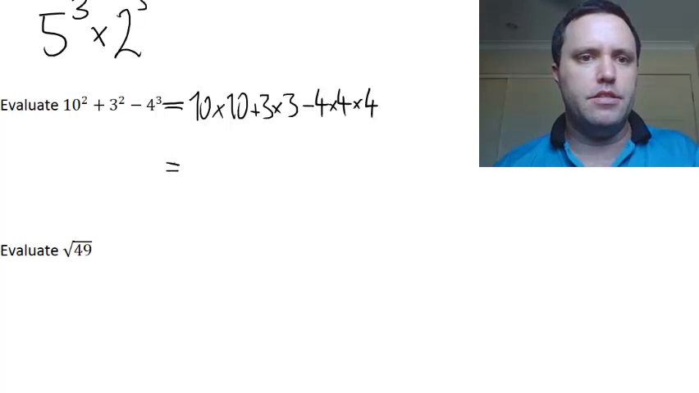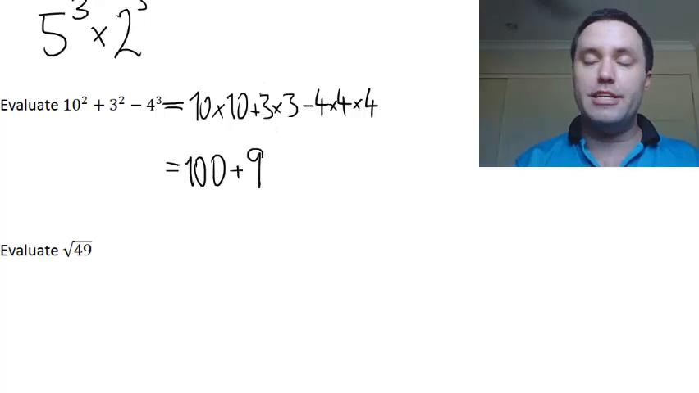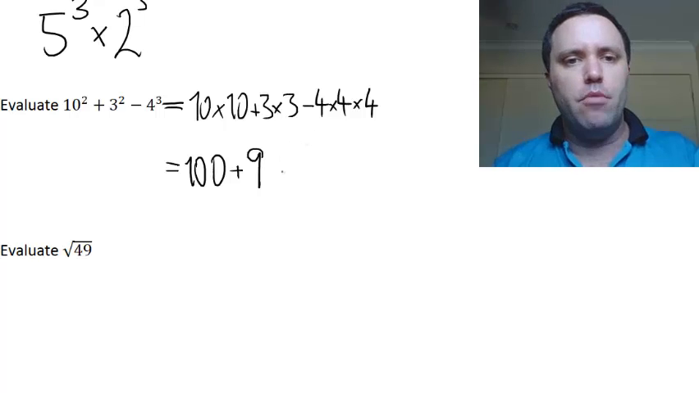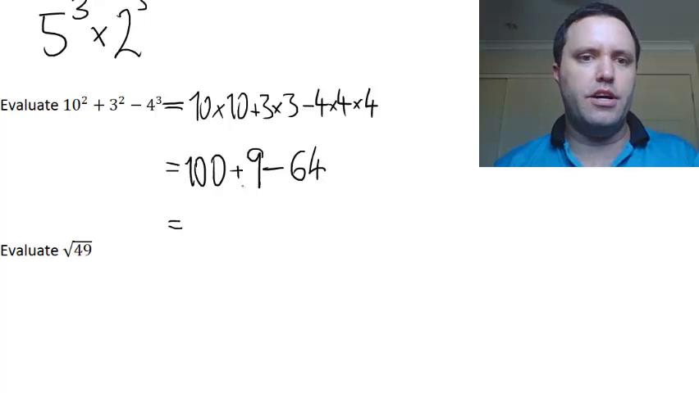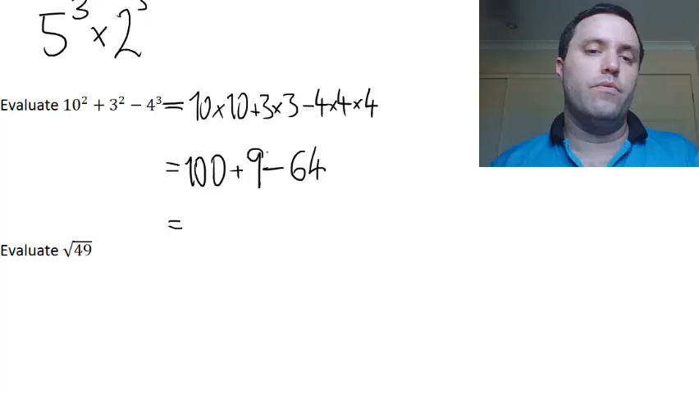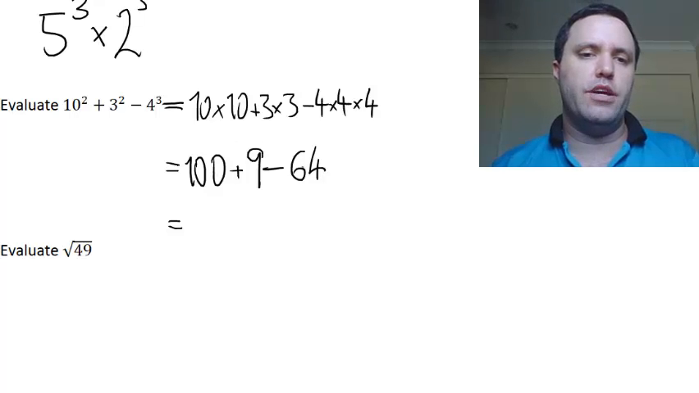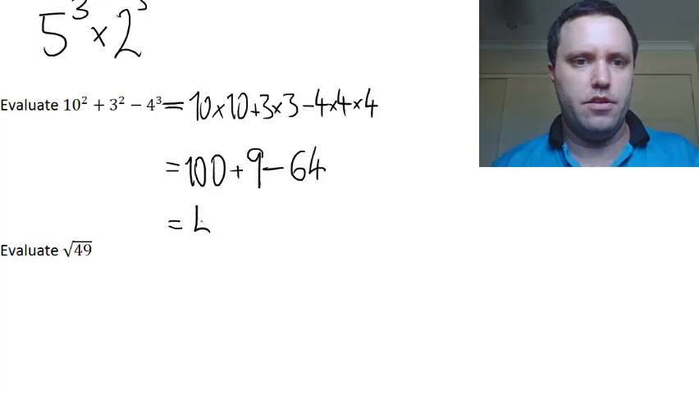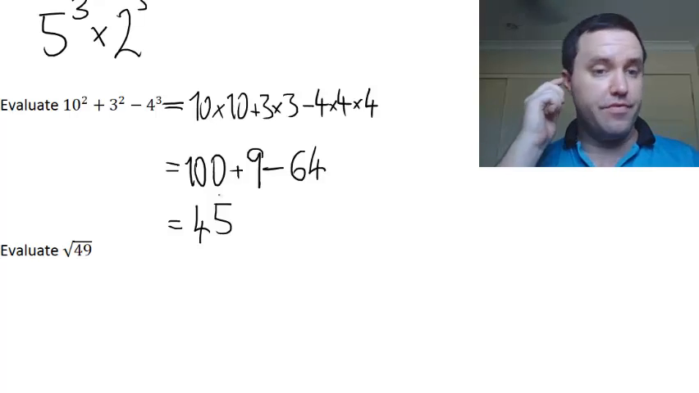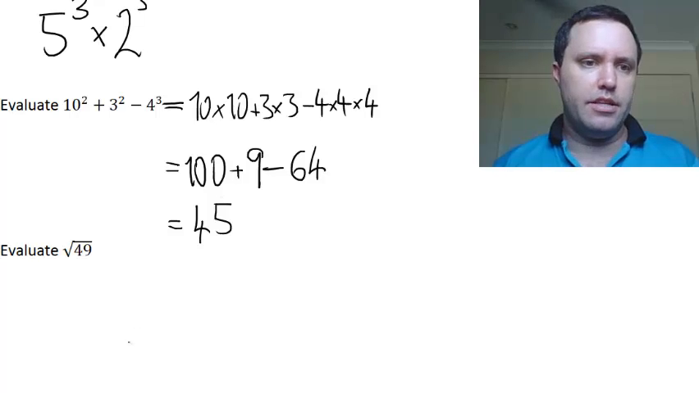Okay? So 10 times 10 is 100. Plus 3 times 3 is 9. Remember, you do your multiplication all at the same time, from left to right. Minus 4 times 4 is 16, times 4 is 64. So 100 plus 9 is 109. Well, so 100 minus 64 is 36. Plus 9 is 45. So that's how you would evaluate that.